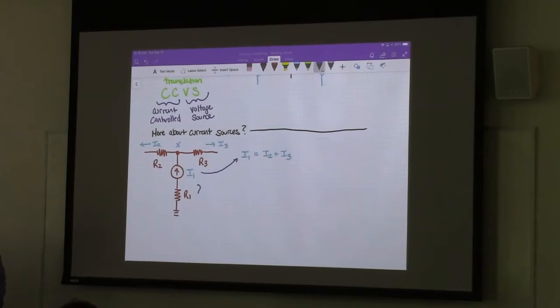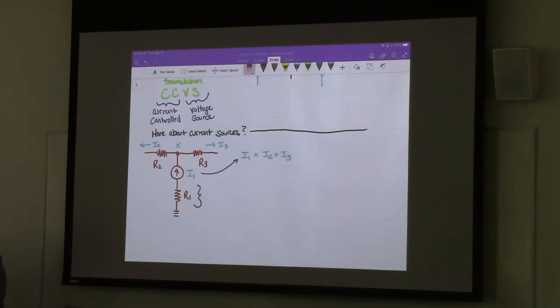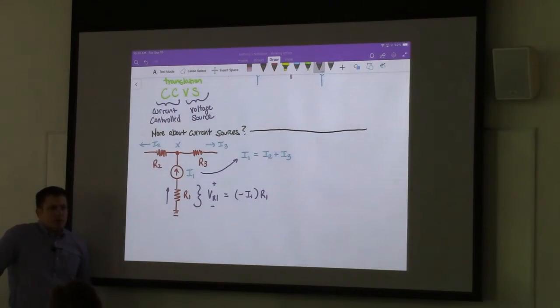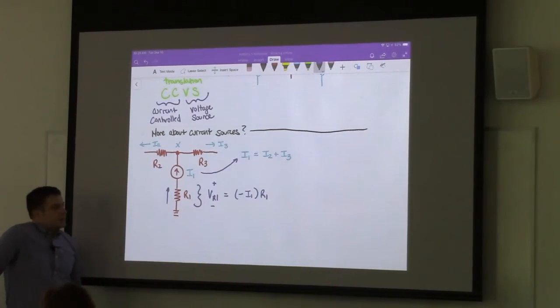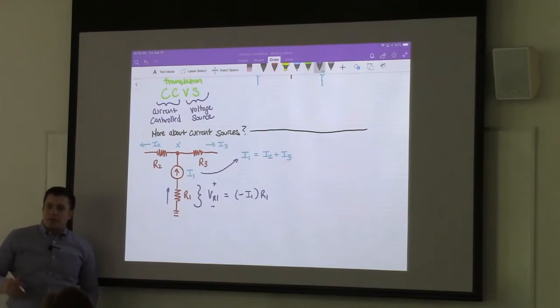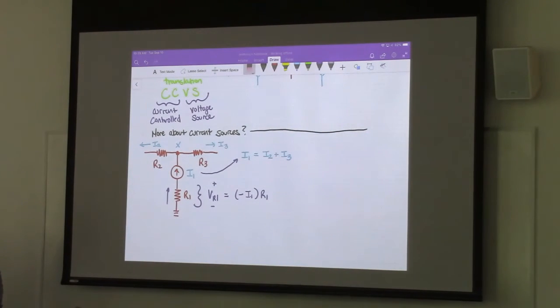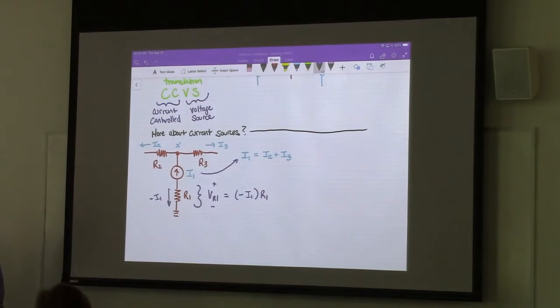Furthermore, if I were to try to calculate the voltage across this resistor right here, it would be equal to negative I1 times R1, because we already know what the current is flowing in that direction. The resistor is in series with the current source, and so that current is I1. Why is it negative? Again, because it's going against the passive sign convention. To obey the passive sign convention, we need a current flowing like this. And so the value of this is negative I1.